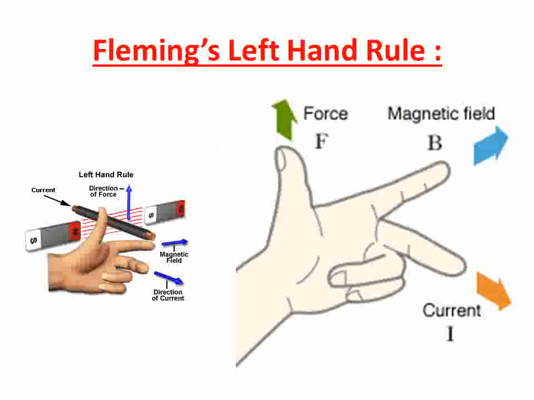Fleming's left-hand rule. In the left-hand rule, if we stretch the forefinger, middle finger and thumb mutually perpendicular to each other, the forefinger shows the direction of magnetic field, the middle finger shows the direction of current, then the thumb will give the direction of force acting on a current carrying conductor placed in a magnetic field.